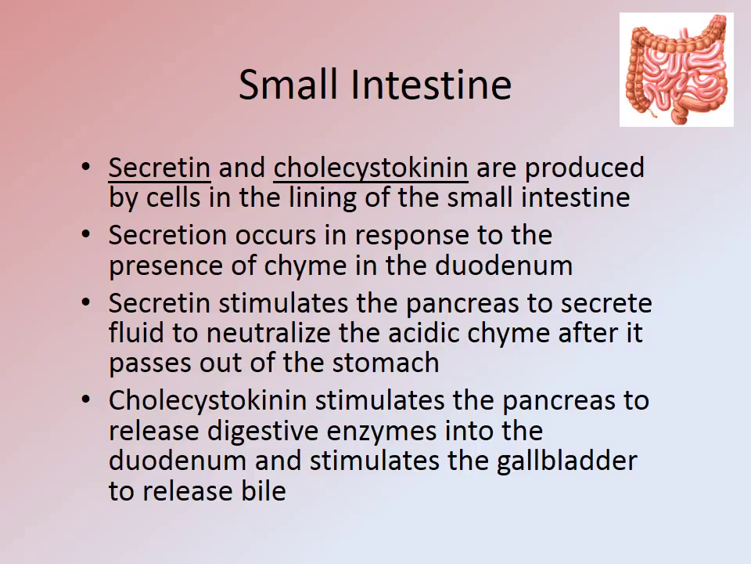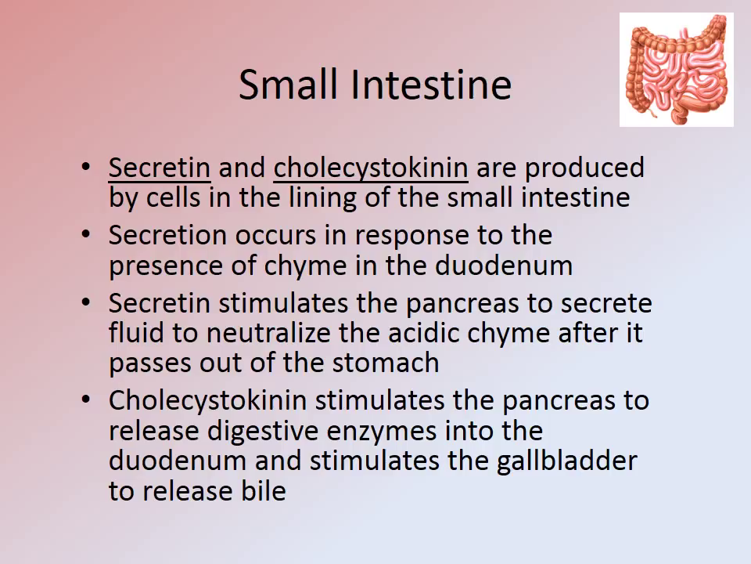The small intestine secretes hormones called secretin and cholecystokinin, which are produced by cells in the lining of the small intestine. The secretion occurs in response to the presence of chyme in the duodenum. So chyme is that bolus of food that has come out of the stomach and made its way into the small intestine for nutrient absorption. Secretin stimulates the pancreas to secrete fluids to neutralize the acidic chyme after it passes out of the stomach.